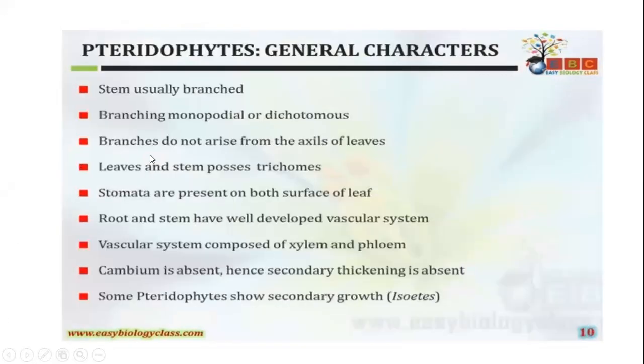Next, we are moving on to the stem structure. The stem is usually branched in the pteridophytes. It can be monopodially or dichotomously branched, and these branches do not arise from the axil of the leaves. The leaves and the stem possess trichomes, the hair-like structures. The stomata are present on both sides of the leaf, and the root and the stem are well developed with a vascular system composed of xylem and phloem.